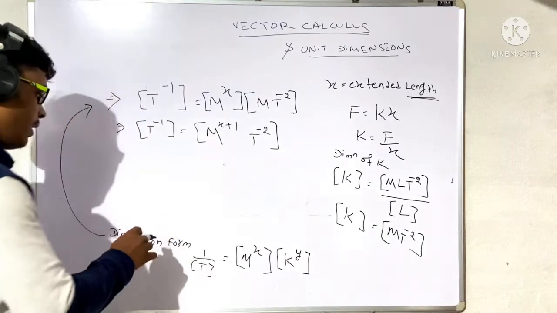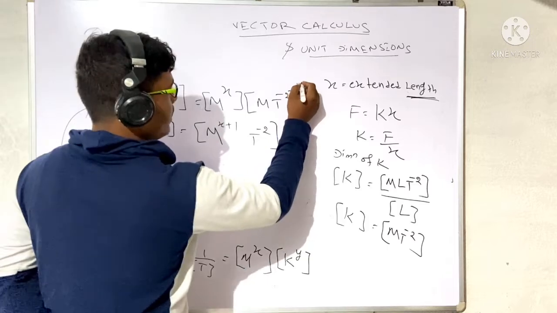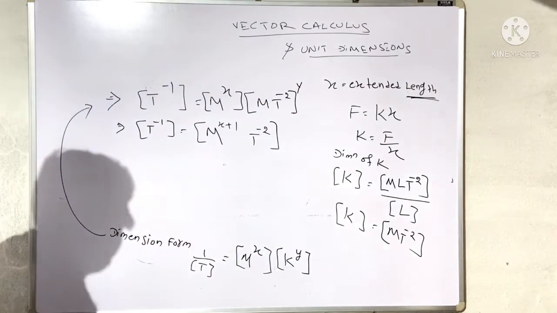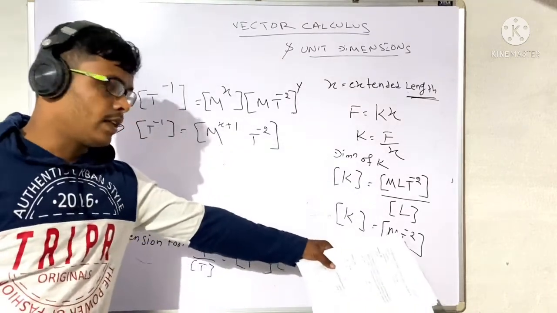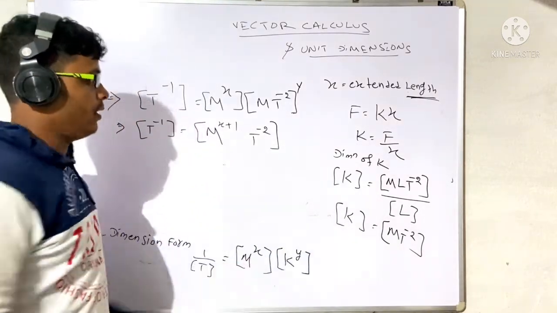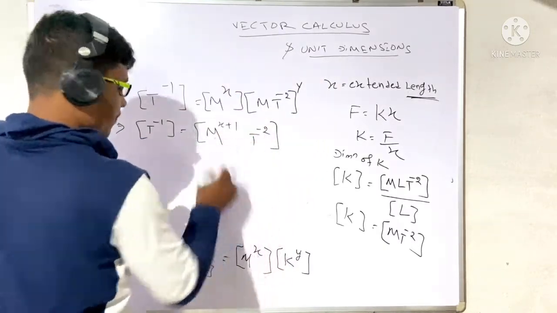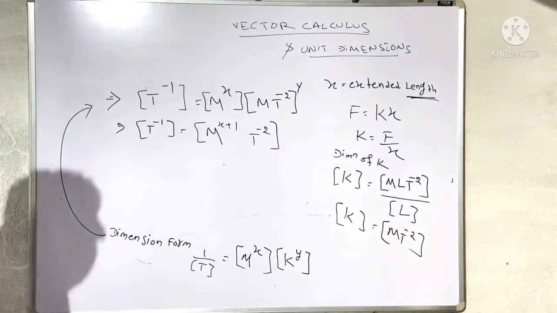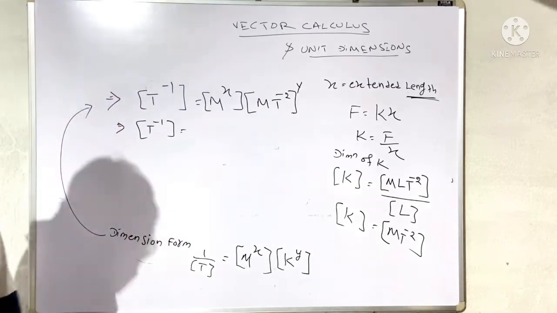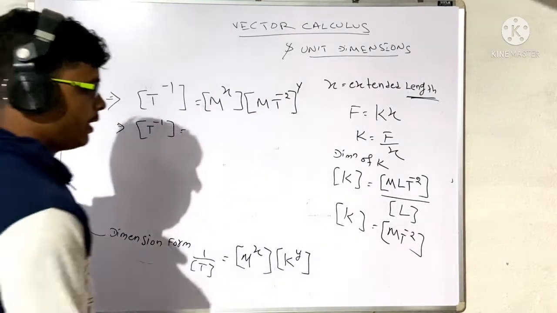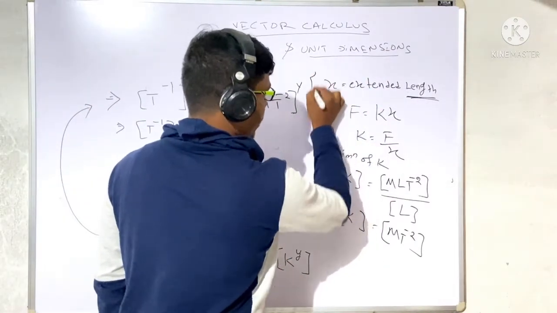We are discussing the dimension formula from this to this, so we are solving this. There is a power y on k, so k is this whole thing to the power y. I am again telling you, k equals MT^-2. This is the relation you have to remember.